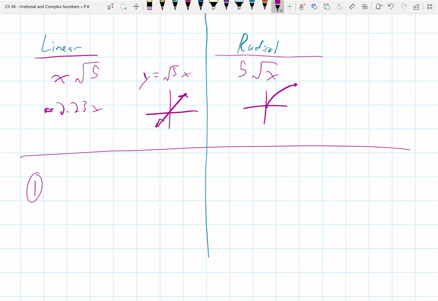Let's start with the first type of equation. 2x root 5 equals 7. Actually, let's go equals negative 7, just for kicks. So 2x root 5 is equal to negative 7. What makes this a linear equation is that you do not have a variable underneath the radical.